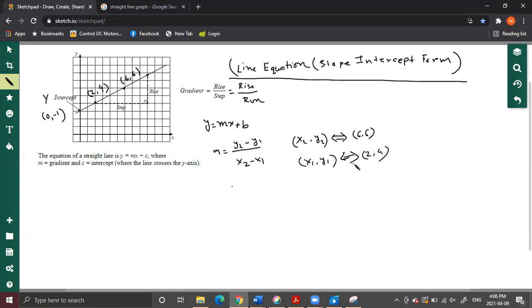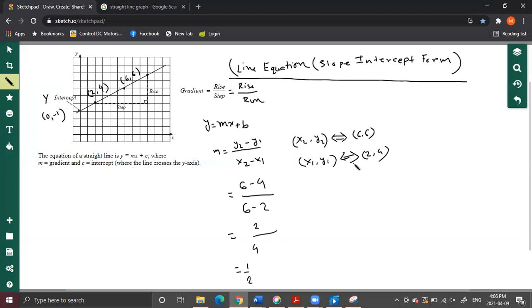So we substitute these values into the equation: y2 is 6, right? And y1 is 4, and x2 is 6, and x1 is 2. So we get 2 over 4. If we simplify, we get a half. Okay, so we found the slope from the graph.